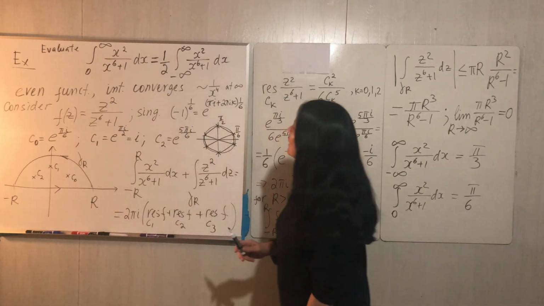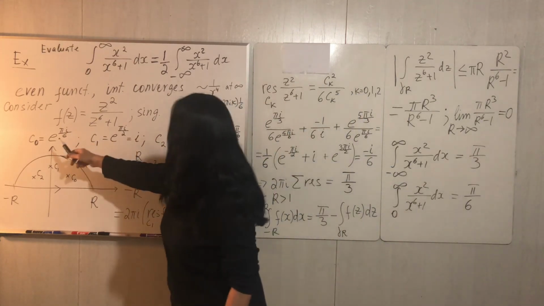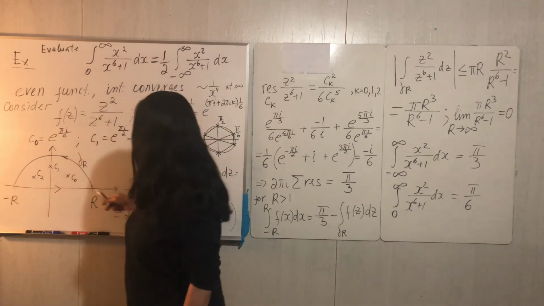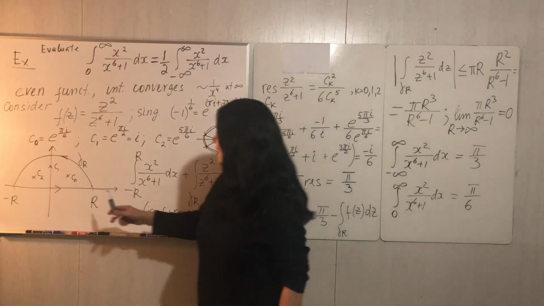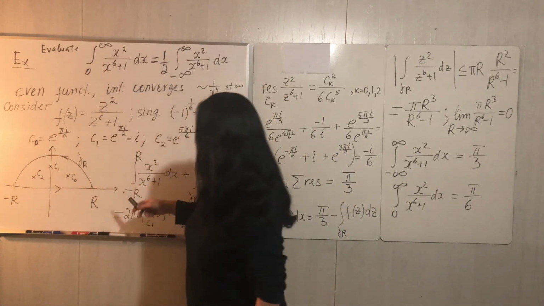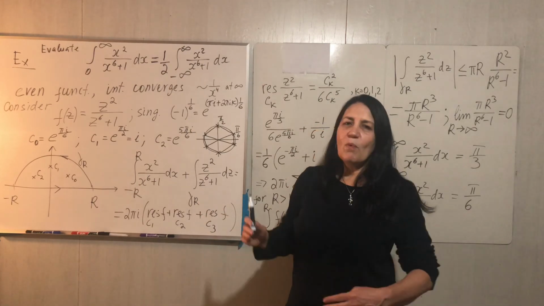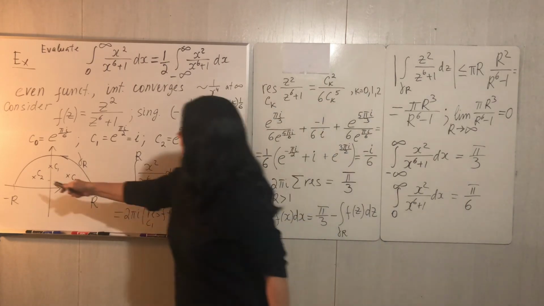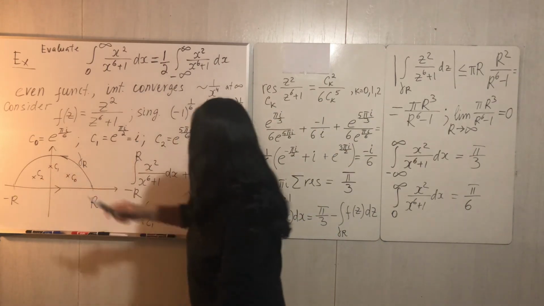I need to comment here that we don't have roots or singular points on the x-axis. So if we have a singular point just lying exactly on the x-axis, we need to use more tricks to go around these points. But this is the simplest case.